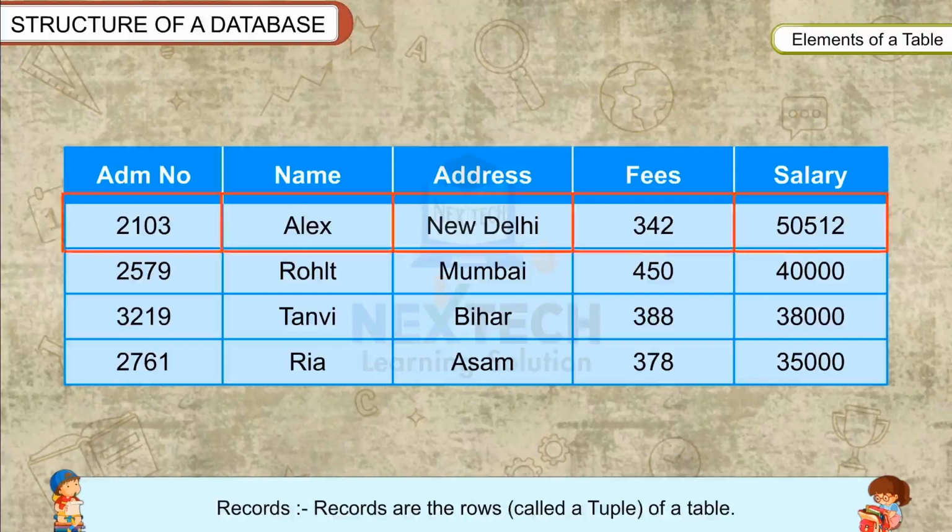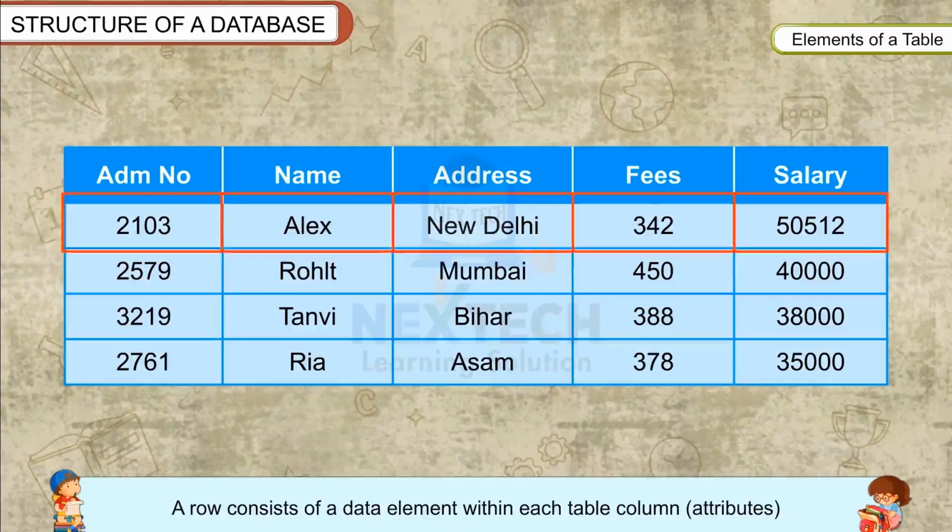Records. Records are the rows, called tuples, of a table. A row consists of a data element within each table column, with attributes logically related to each other, like in employee details, student details, etc.